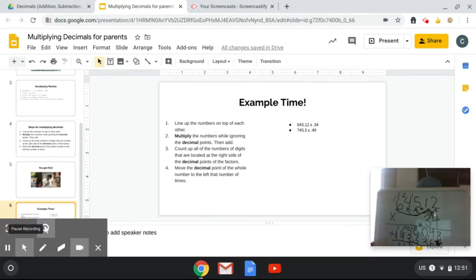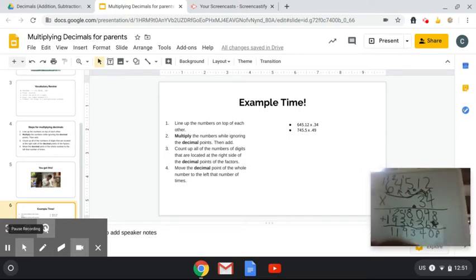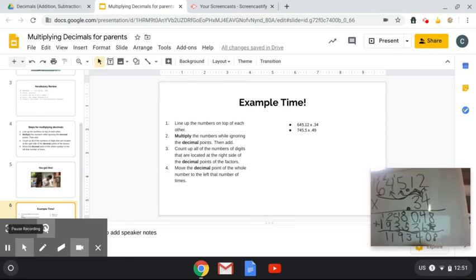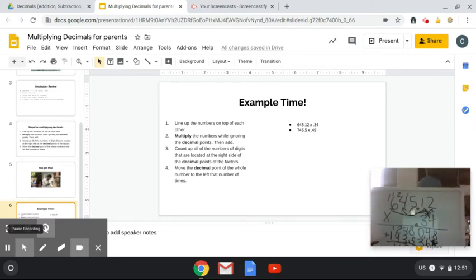All right. So now we come to step 3 where it says, I'm sorry, you guys can't see the answer. We come to step 3 where it says count up all the number of digits that are located at the right side of the decimal points of the factors. So how many places do I have to the right of my decimal?